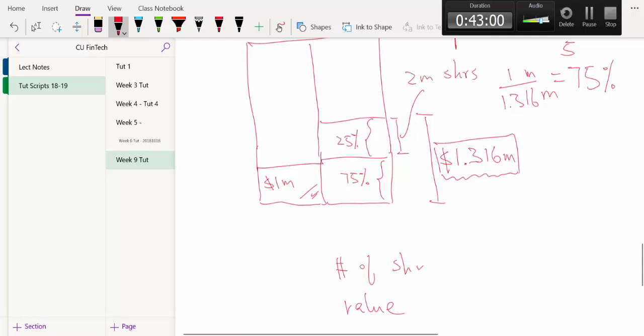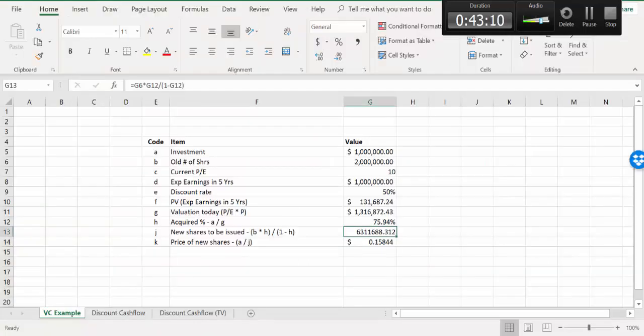So you actually can work out how many new shares in fact need to be issued. It's just a simple formula which I have applied here, and the new number of shares you need to issue is around 6.3 million shares. Now, 6.3 million shares would account for $1 million of new investment. So that means the price of each share would be just a little under 16 cents.